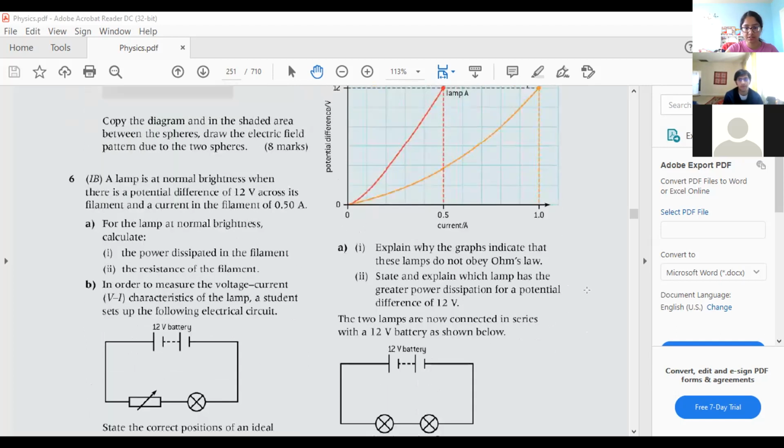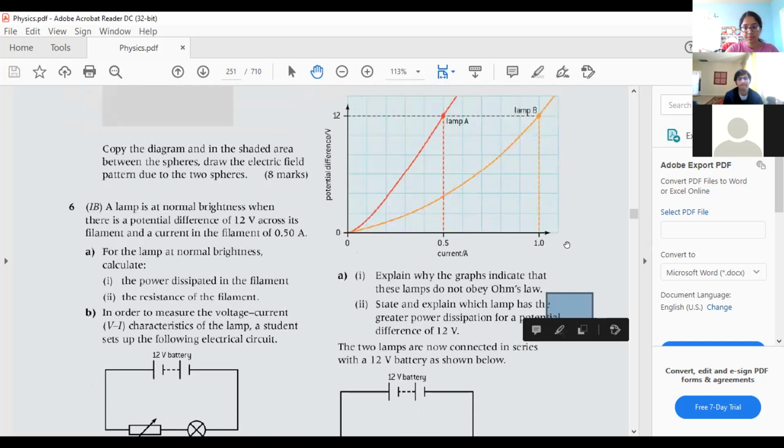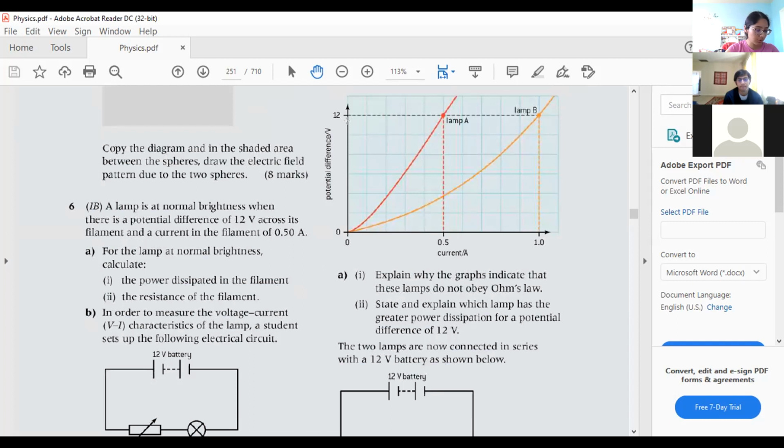Okay, so we need to find resistance. So V over I, right? So this would be 24 ohms. And then this would be 12 ohms.